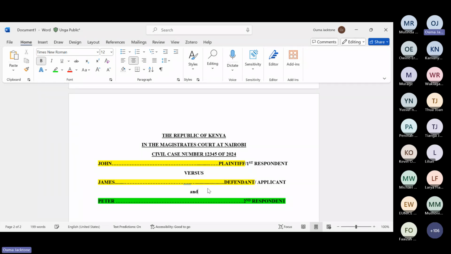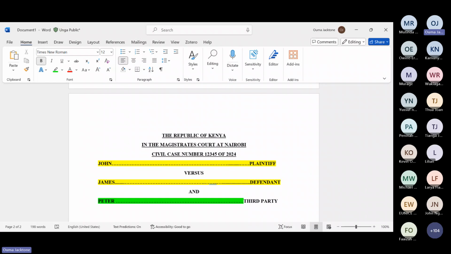We are going to have "and", and then we are going to change. This person becomes the third party. So just have third party, and then plaintiff, and then defendant. So plaintiff, defendant, and the third party. The reason why we are saying "and" is because he is not part of that suit.